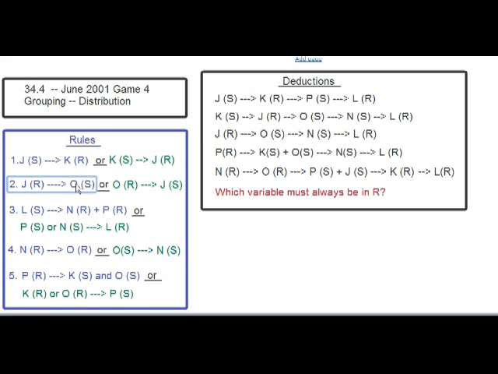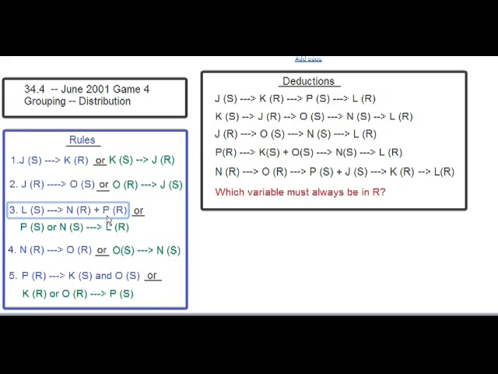Second rule says Onawa is at Soderton if Juarez is at Ransborough. So if Juarez is at Ransborough, then Onawa is at Soderton. And the contrapositive is if Onawa is not at Soderton, then Juarez is not at Ransborough. Another way of saying that is if Onawa is at Ransborough, then Juarez is at Soderton. Okay?